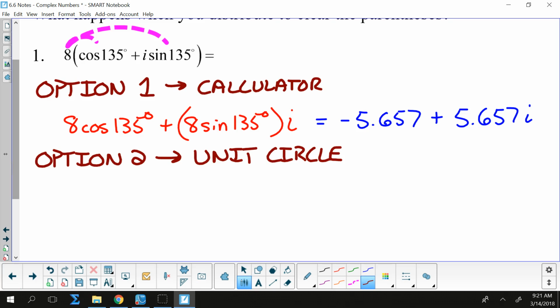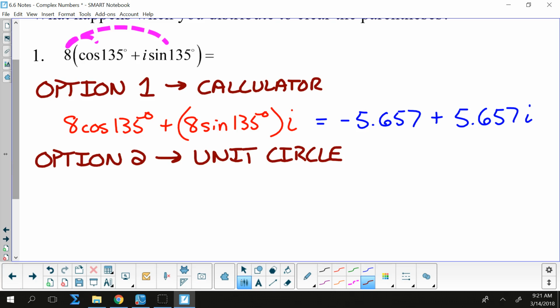Okay? It's kind of like back when we were in polars and we said, if it's on the unit circle, use that option. Use the unit circle to get your exact answers. It's the same category here. Option 2 only works if our angle is on the unit circle. Option 1 works all the time, but if our angle is on the unit circle, we want it on the unit circle.